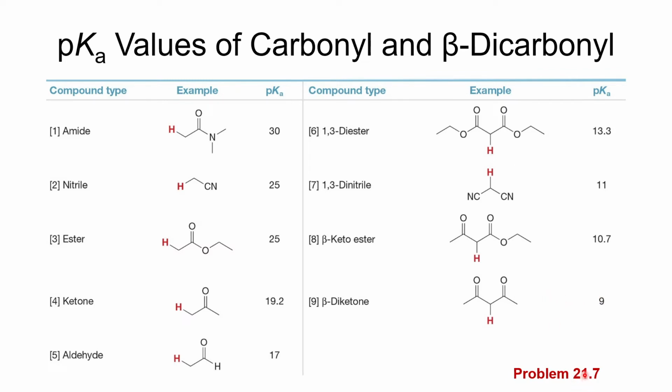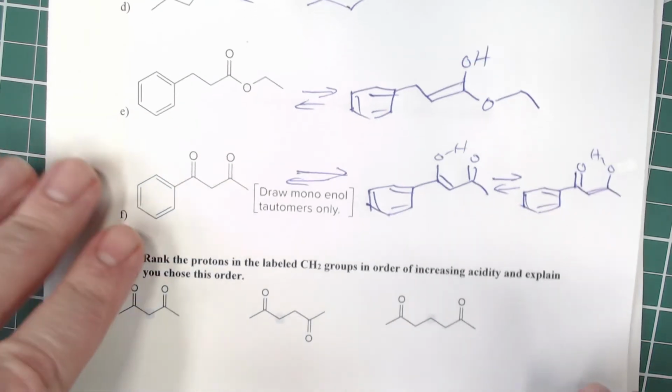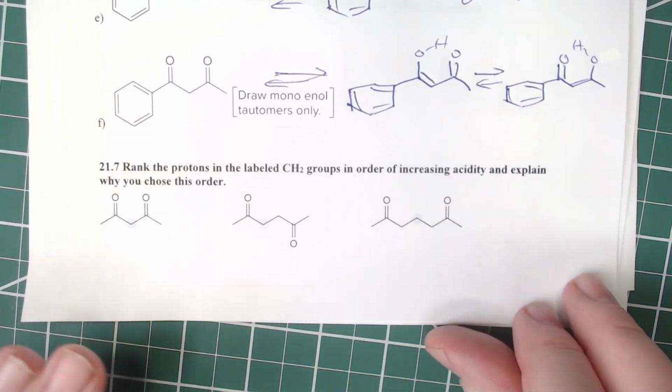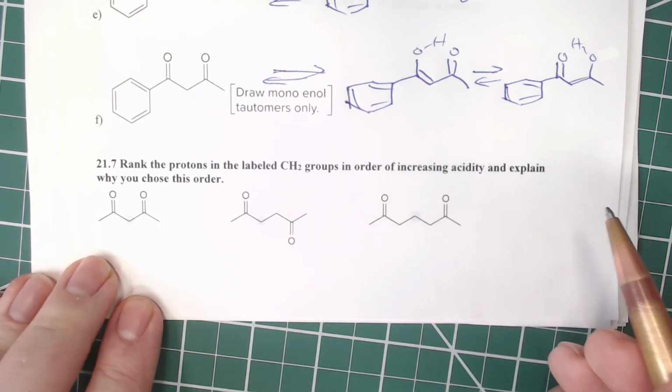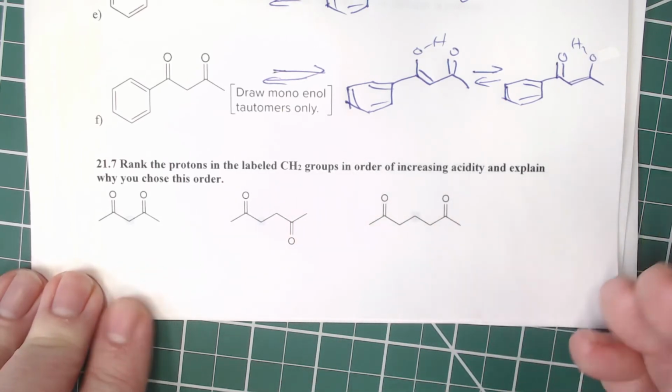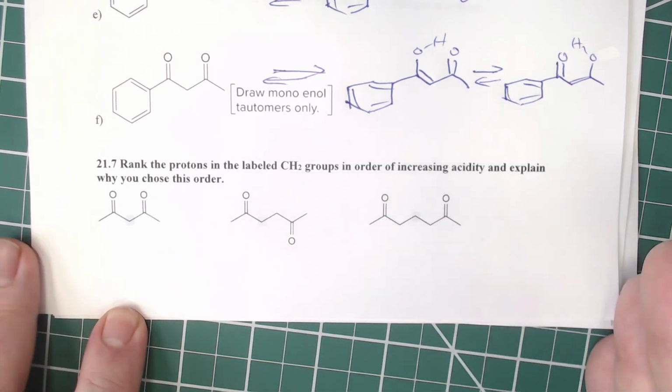All right, so let's look at number 7 on the in-class assignment, that second one on that first page. So we're going to go to our document camera here. All right, rank the protons labeled in the CH2 groups in order of increasing acidity. So from least acidic to the most acidic.